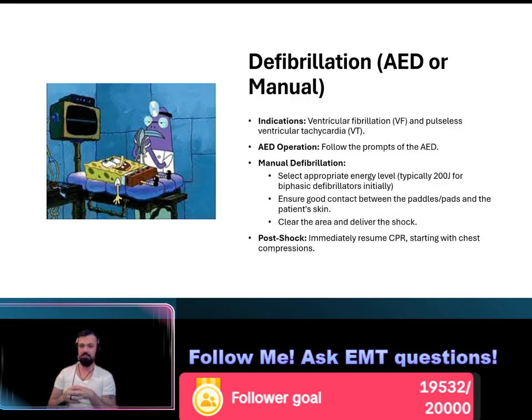So if you shock it, it's not going to do anything for them. There's nothing wrong with electricity. It's not going to work. So don't do it. You're going to cause more damage to the patient if you do that.